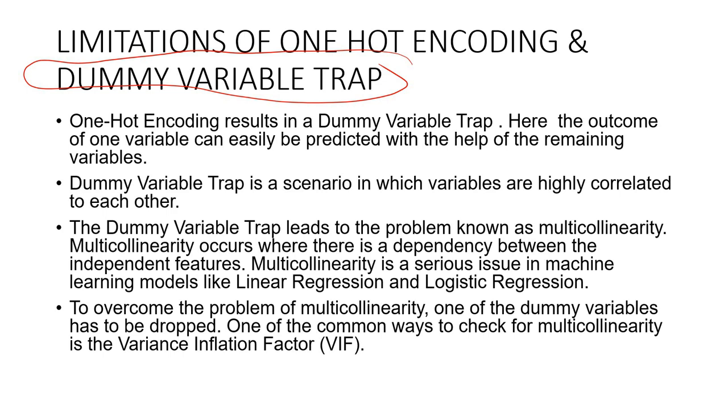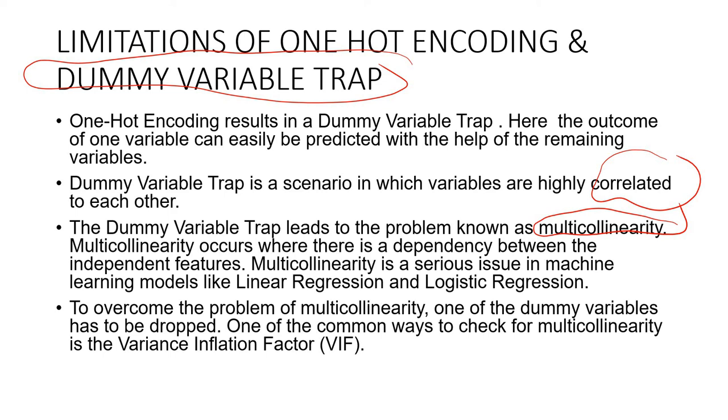Here, the outcome of one variable can easily be predicted with the help of the remaining variables. Dummy variable trap is a scenario in which variables are highly correlated to each other. They are interrelated to each other. The dummy variable trap leads to the problem known as multicollinearity.